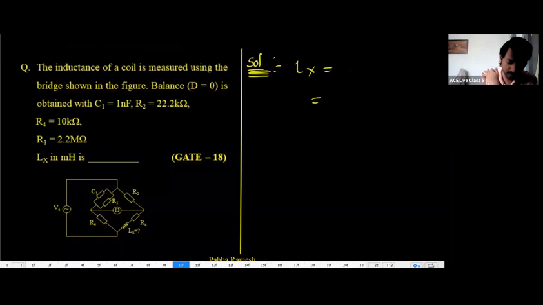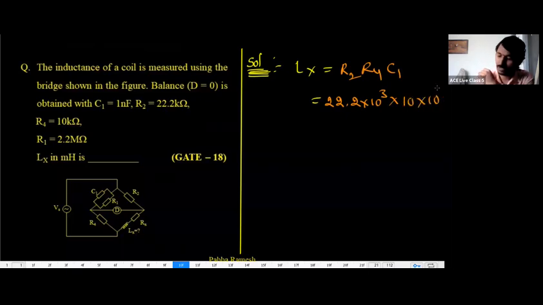LX is equal to R2, R4, C1 in this, because numbers only changed. Everything is same, but only numbering is changed. All values: R2 is 22.2 into 10 power 3, R4 is 10 into 10 power 3, C1 is 1 into 10 power minus 9.